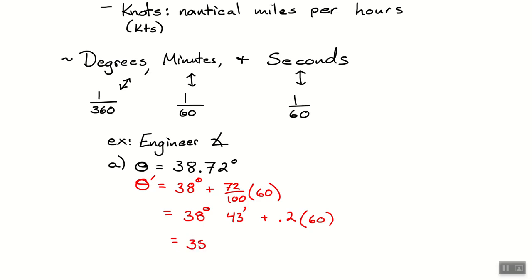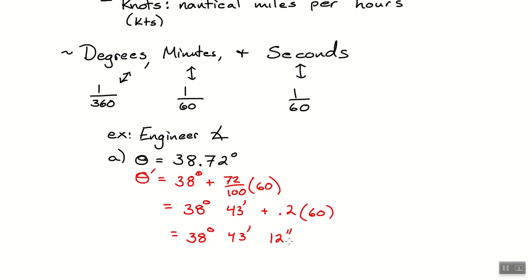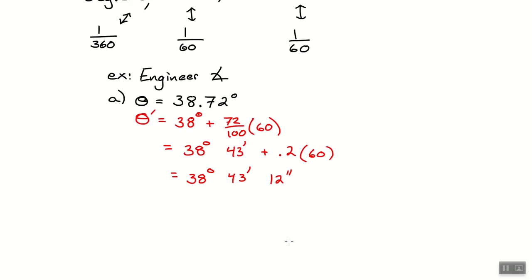So what we've just discovered is this 38.72 degrees could be written as 38 degrees, 43 minutes, and how many seconds? 12 seconds. This is a base 60 nightmare to deal with. However, it is used. This is still used today. I am not experienced enough with engineering to give a good justification for why anybody would ever use this rather than just decimals.